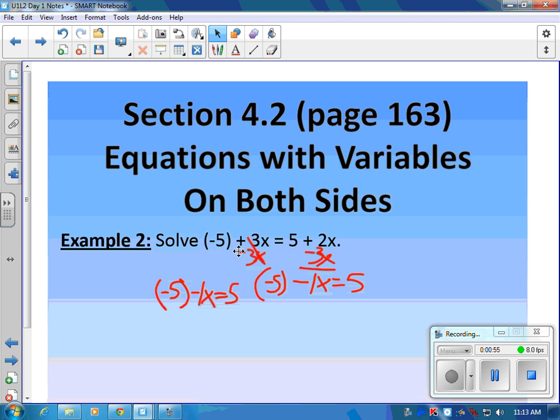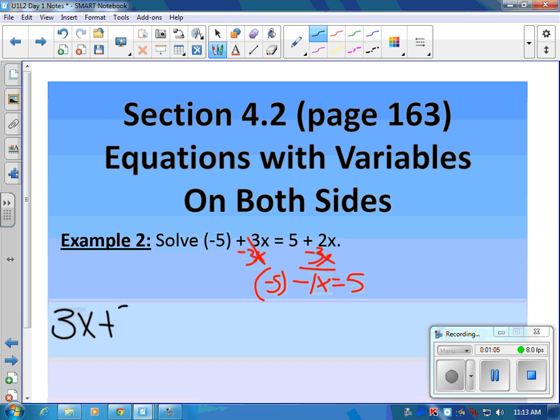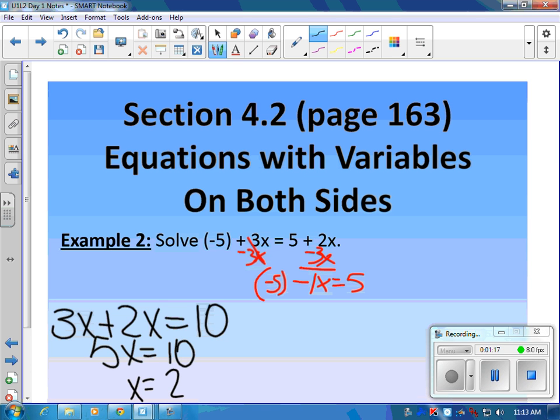So we know if these variables were on the same side of the equal sign, I could just combine them together. If I see 3x plus 2x equals 10, I know I can take 3x plus 2x, they're like terms. I can get 5x equals 10, and I can end up with x equals 2. This should look familiar. I'm just simplifying, combining like terms.